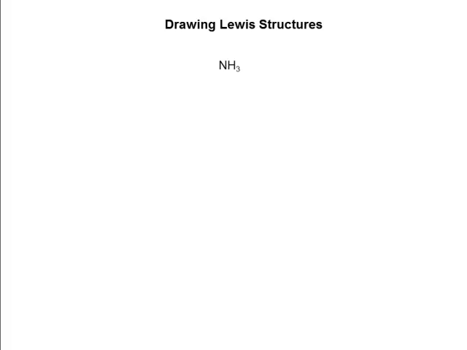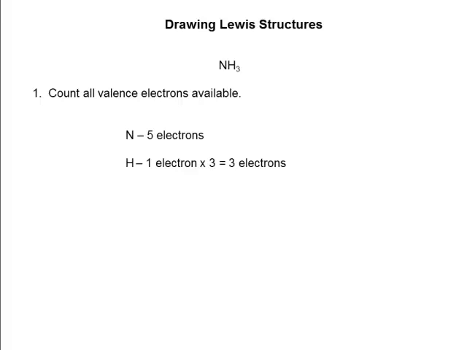All right, so let's use them to look at NH3. Step 1 was count all the valence electrons available. Well, nitrogen has 5 valence electrons. Hydrogen has 1 valence electron, but there's 3 of them, so we get a total of 3 electrons from those 3 hydrogens, which gives us a total of 8 electrons. So I'm going to write total of 8 electrons, and I recommend you just write it off to the side and keep track of how many electrons you have left.